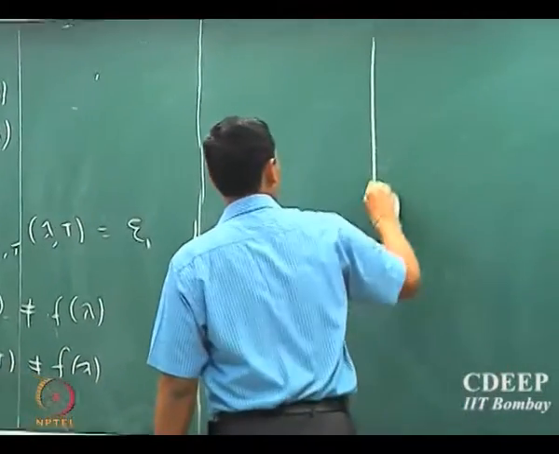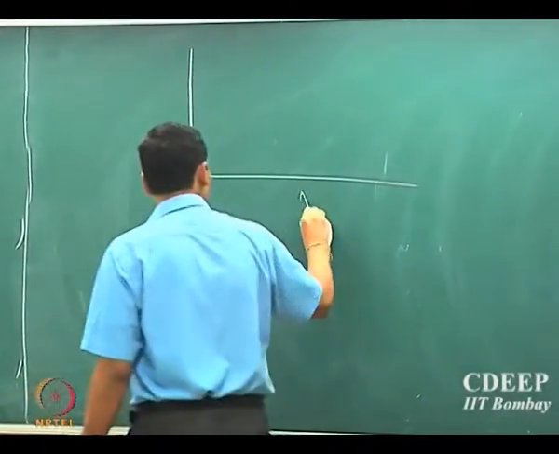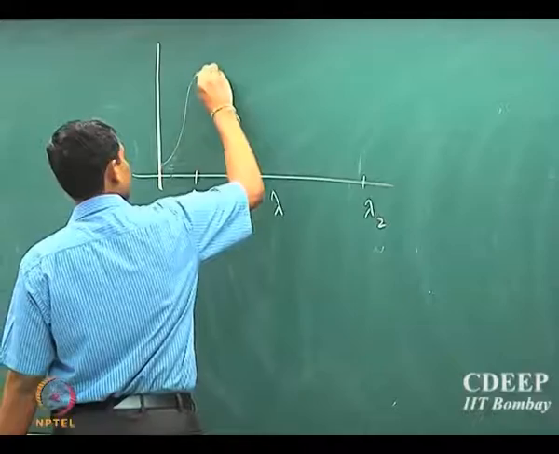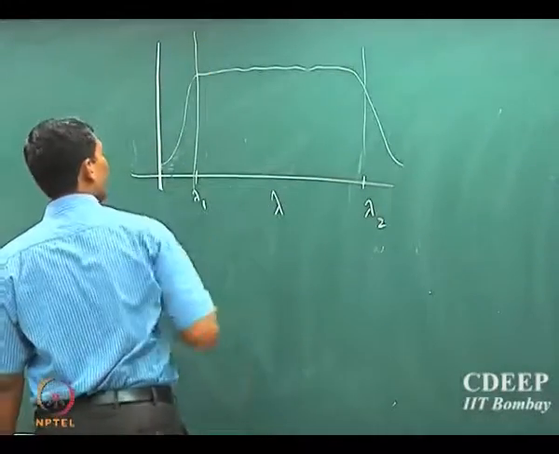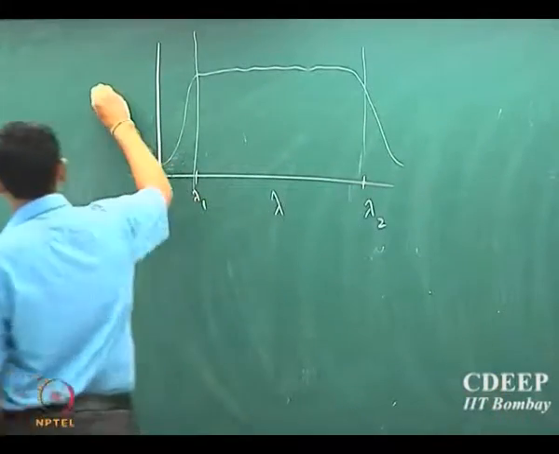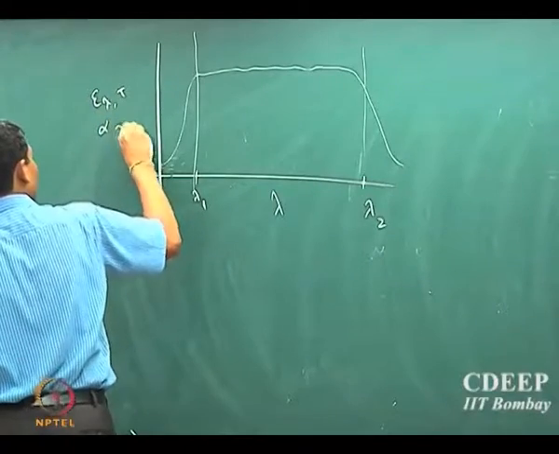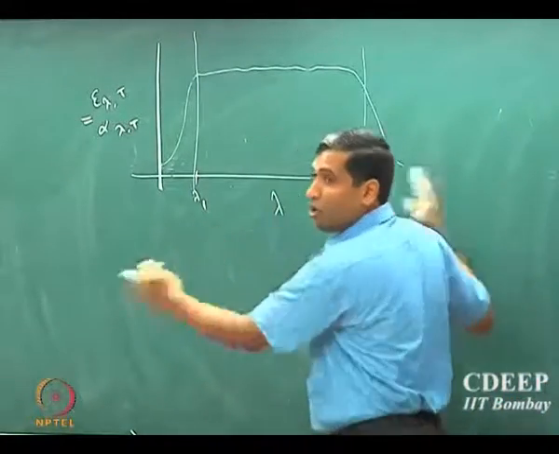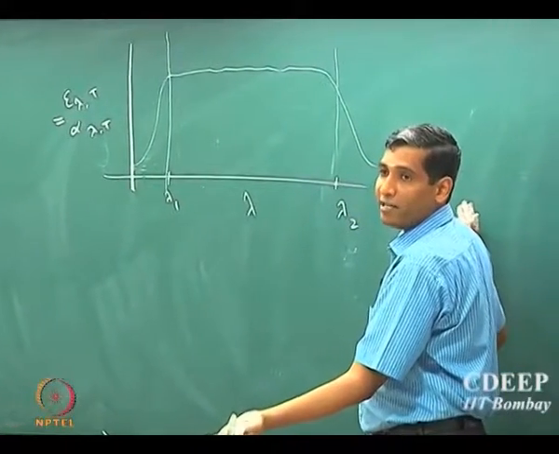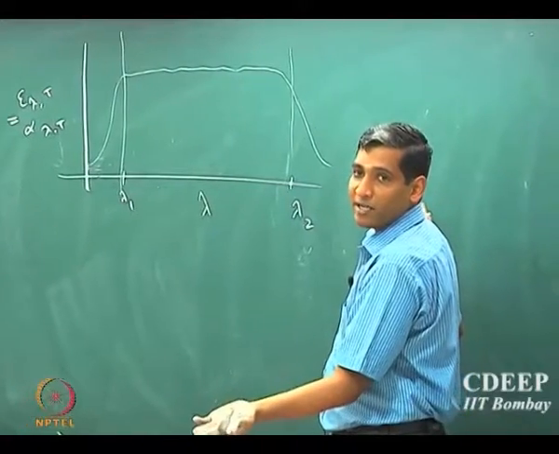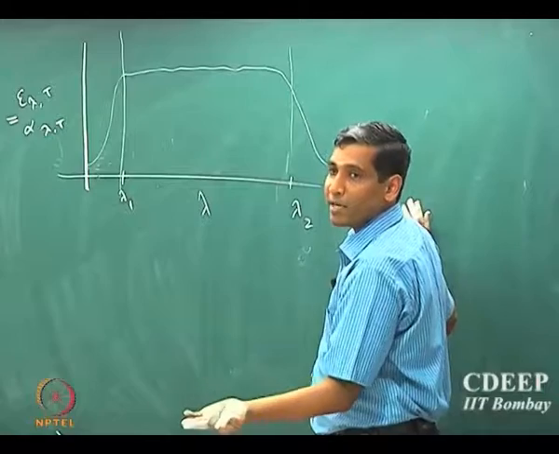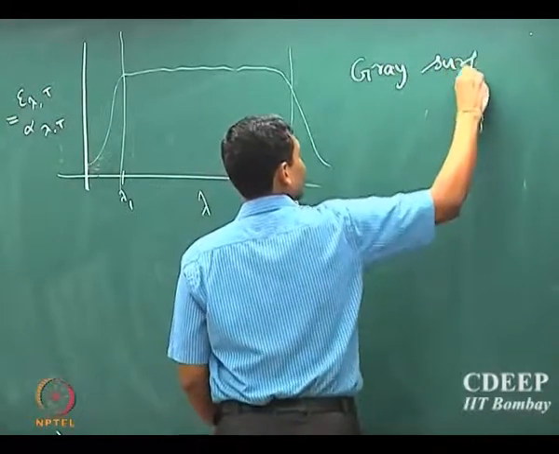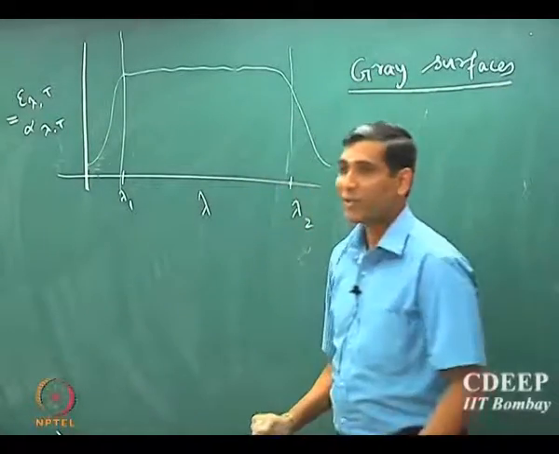So snow has some interesting property. In fact, there are several other objects which have such a property. There is a range of lambda 1, lambda 2, let's say, where approximately the absorptivity and emissivity remain constant, and they are equal to each other. This is at a certain range, not in all ranges. In that range, the spectral hemispherical absorptivity and emissivity happen to be equal to each other, constant and independent of the wavelength. Such surfaces are called gray surfaces.